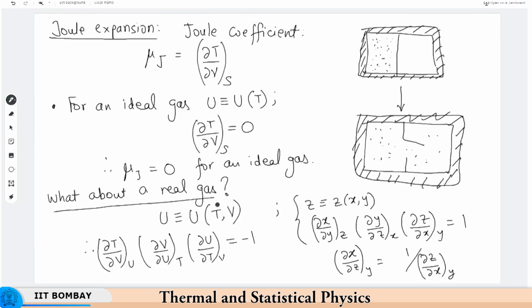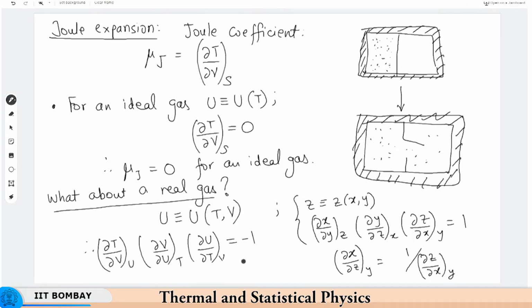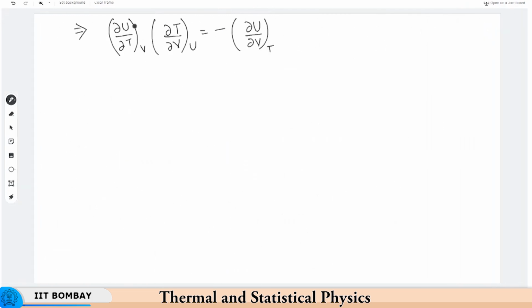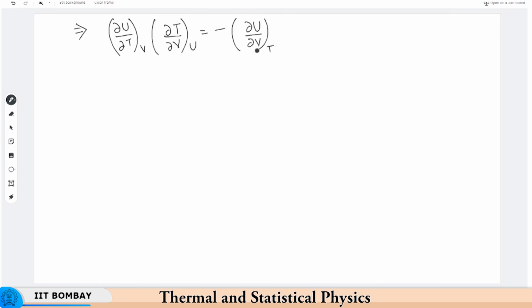So, essentially what I have done is I have just moved del V by del u to the other side and inverted the denominator and the numerator, right. So, del u by del T at constant V remains the same and del T by del V at constant u remains the same. So, I have just used the reciprocal theorem. Okay.